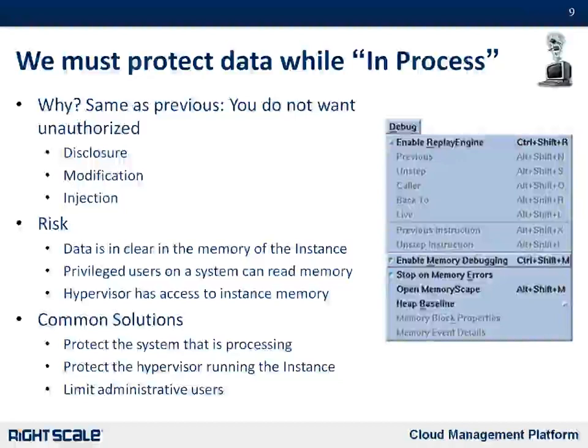Privileged users on the system being able to read the memory, the little graphic to the right, little debugger, right? Enable memory debugging. Let's see what's there. Privileged accounts on systems can typically gain access to that information that may be protected from them in other forms, like in transit or at rest. And lastly, kind of the risk is the hypervisor has access to the instance memory as well. We have to consider that when we're thinking about protecting data.